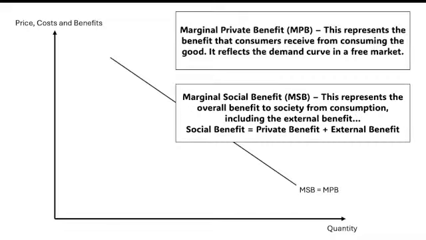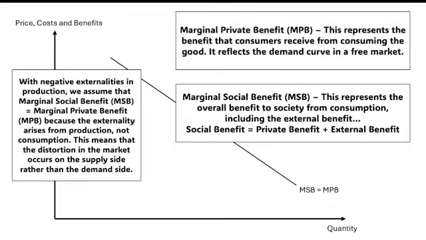The marginal social benefit, though, has the formula of private benefit plus external benefits. The private benefits relate to the first and second party, and the external benefit is the third party, those outside of the transaction. Are those outside the transaction benefiting from this good? Now, we are going to assume that they equal one another. The reality of the situation is that they don't, but because our focus is on production, we're going to assume that they do. In other words, the distortion or the market failure is occurring on the supply side rather than the demand side.